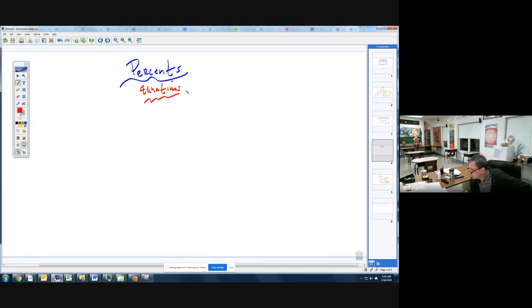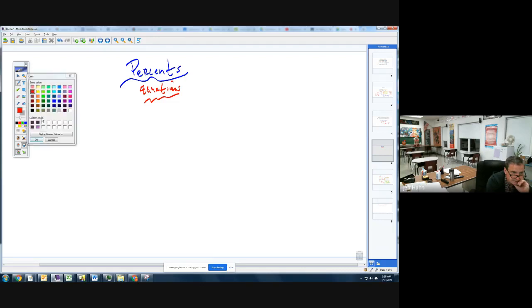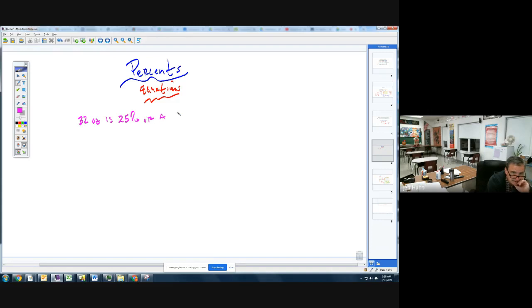And really, I guess we might just start off with a problem here. 32 ounces is 25% of a gallon. Let's write that down here. Here's an example. 32 ounces is 25% of a gallon. How many ounces is a gallon?